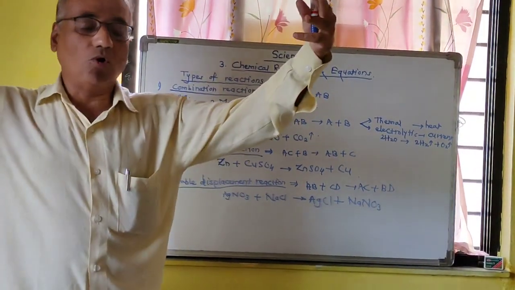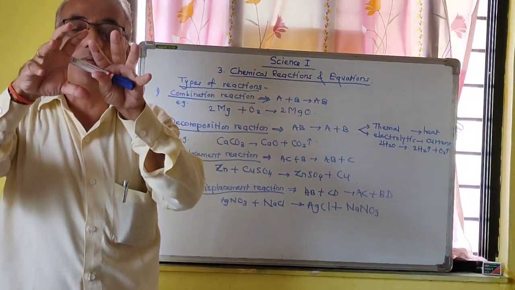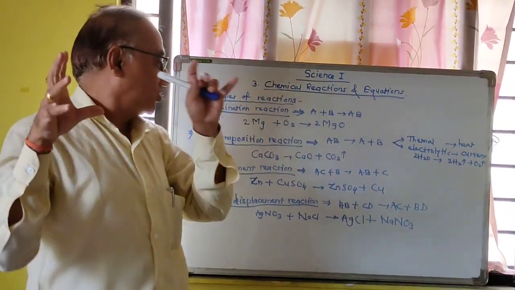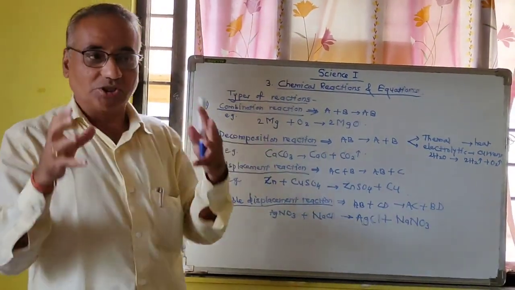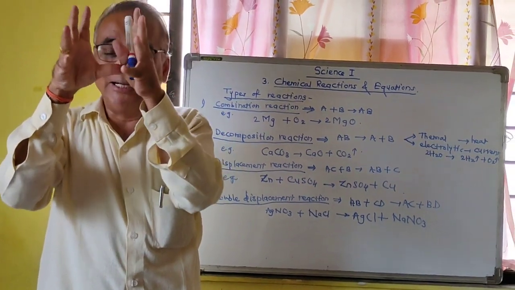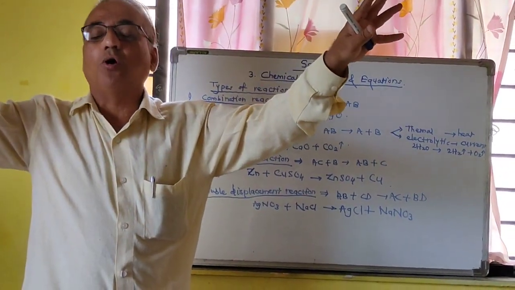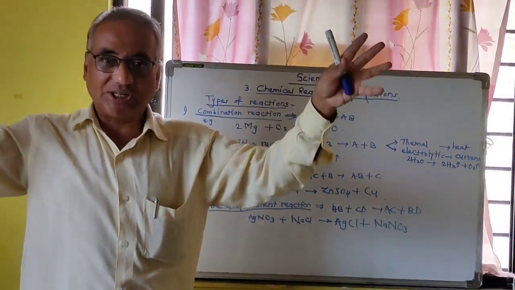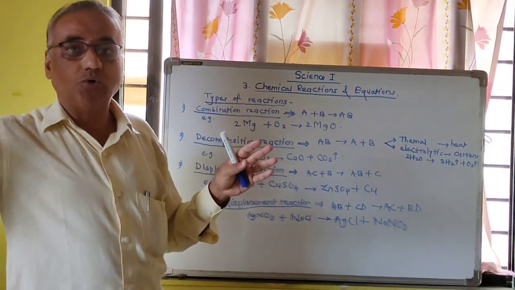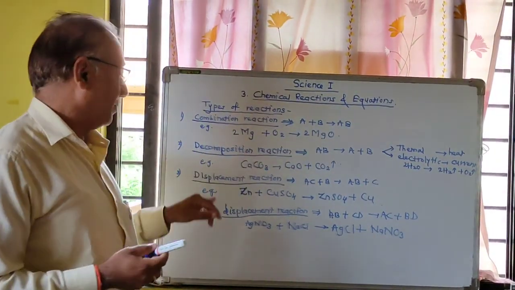Combination: when two or more elements combine together and form a single product, it is called combination. To combine together, right? Decomposition: when from a single reactant there is a formation of two or more products. To decompose, right? To break that reactant into two or more products is called decomposition.